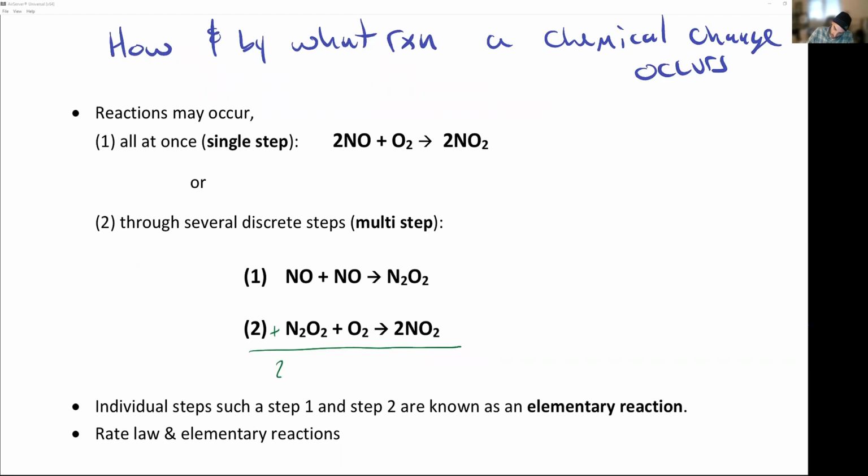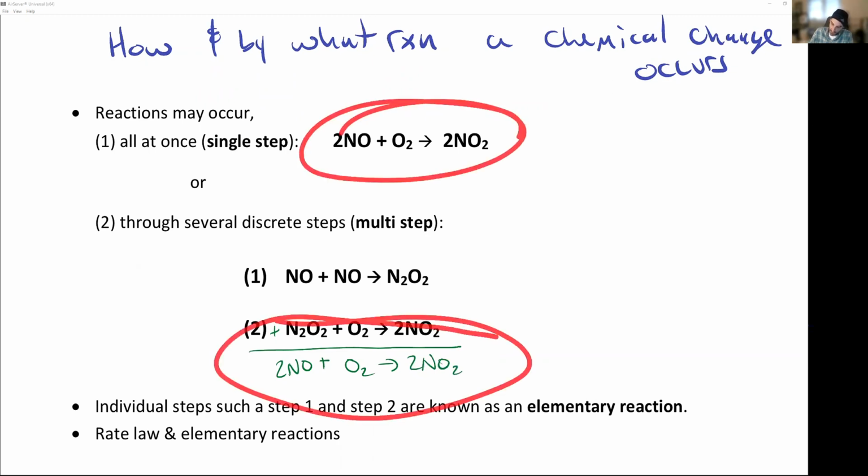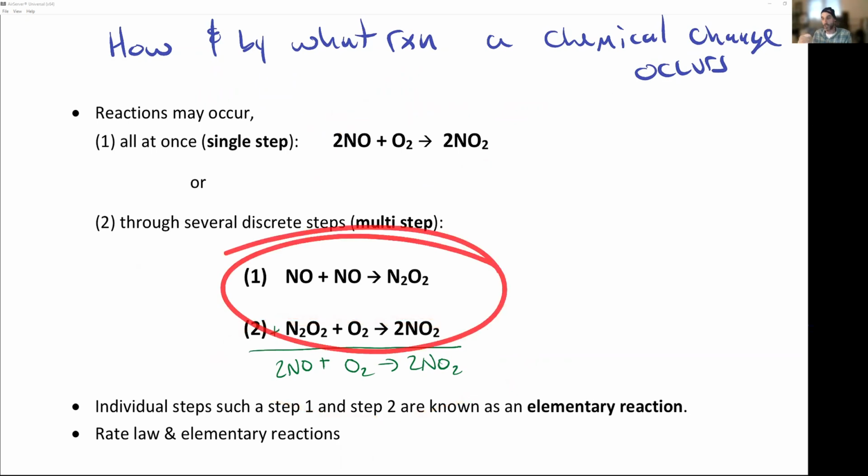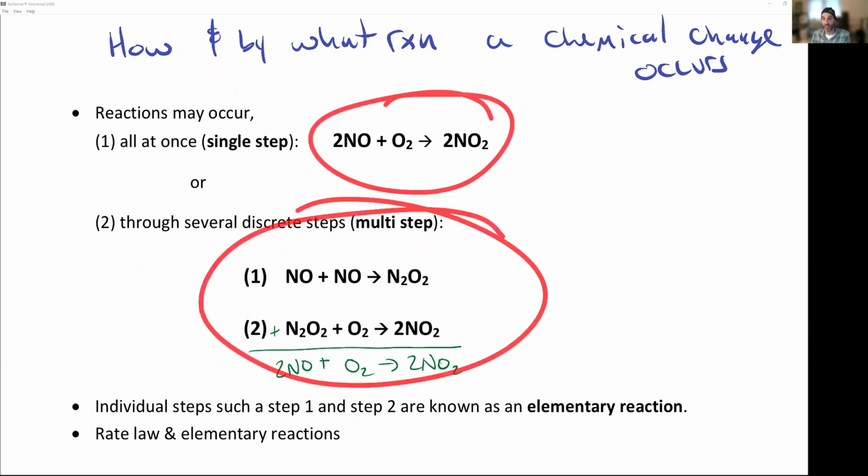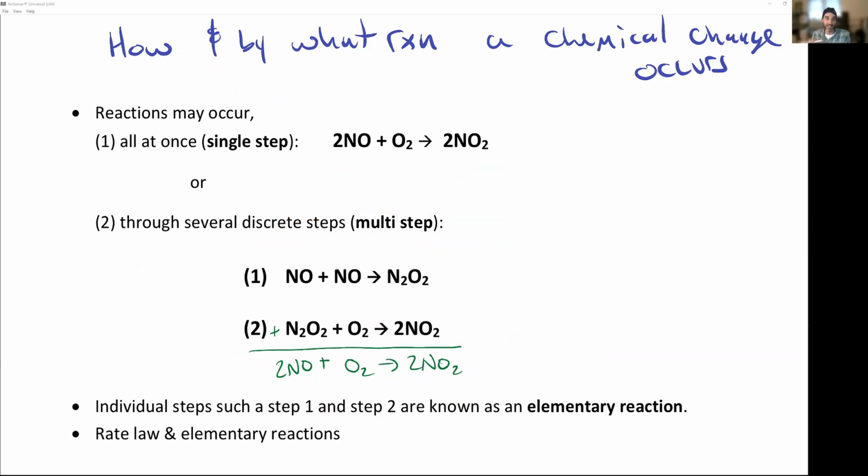2NO plus O2 yields 2NO2. And what you'll notice is these two things are exactly the same. This one occurred in multiple steps versus that one occurring in 1. So there are a bunch of different ways these things can happen. In order to determine if this is valid or this is valid, we have to have a method of saying, okay, this is absolutely possible or this is not possible. These individual steps of a multi-step reaction are known as an elementary step.